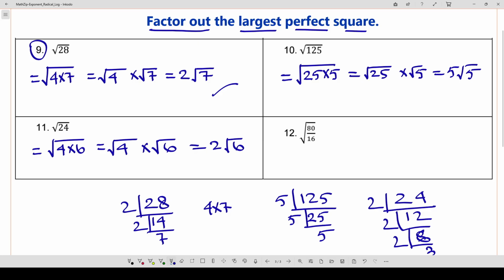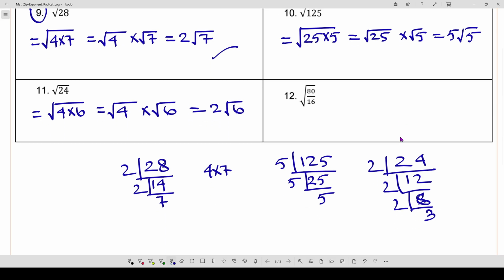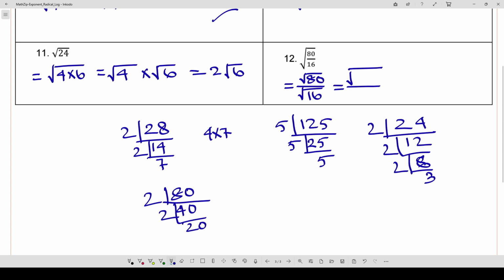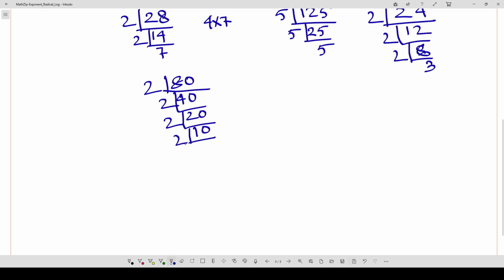This is our answer. Number 12. First, we have to segregate it this way: root 80 divided by root 16. Root 80, we can write as 80 divided by 2 is 40, divided by 2 is 20, divided by 2 is 10, and finally divided by 2 is 5. It means 1, 2, 3, 4. 4 times 2 is 8, so 16 times 5.